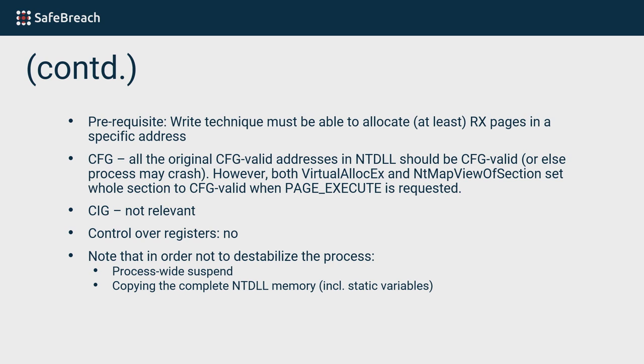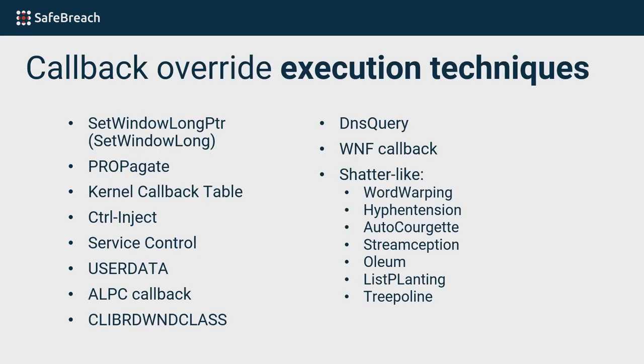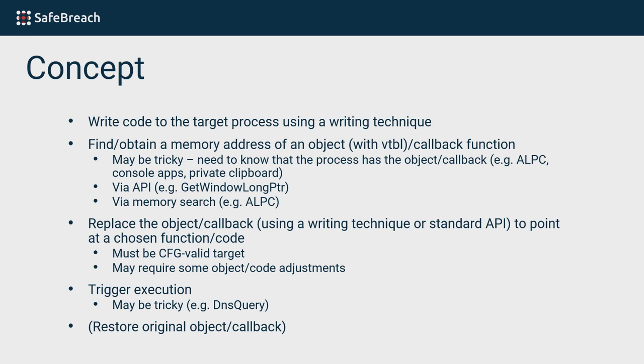And then there is a bunch of callback override execution techniques, what we call. I lumped together a whole lot of execution techniques, starting with SetWindowLongPtr, PROPagate, control inject, ALPC, WNF, and all Shutter-like techniques together because they share the same concept. What they do is they write the target code or logic into the target process, and then the execution revolves around finding or obtaining a memory address of an object with a virtual table, specific object or specific callback function or specific function table, which in itself may be tricky because the object may or may not be there depending on the nature of the process.